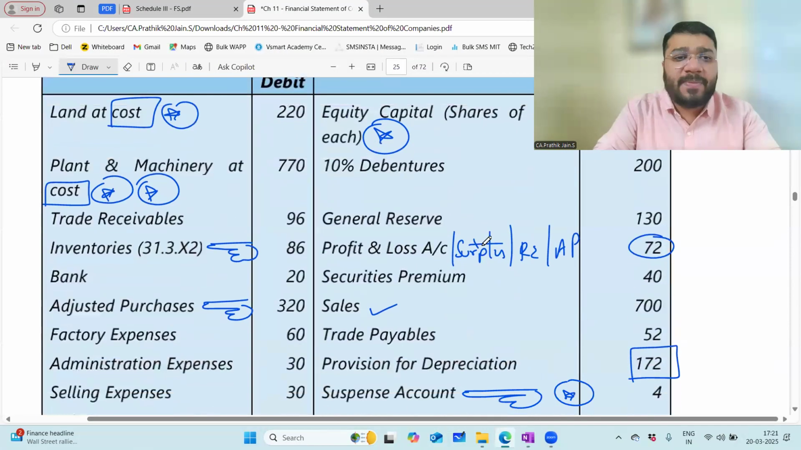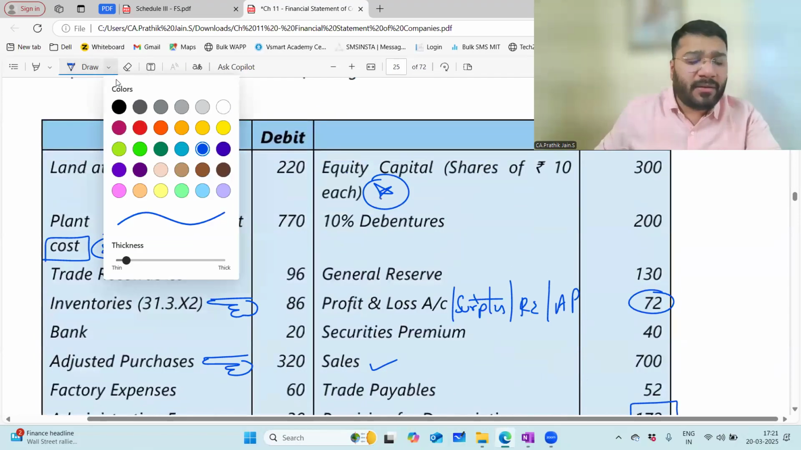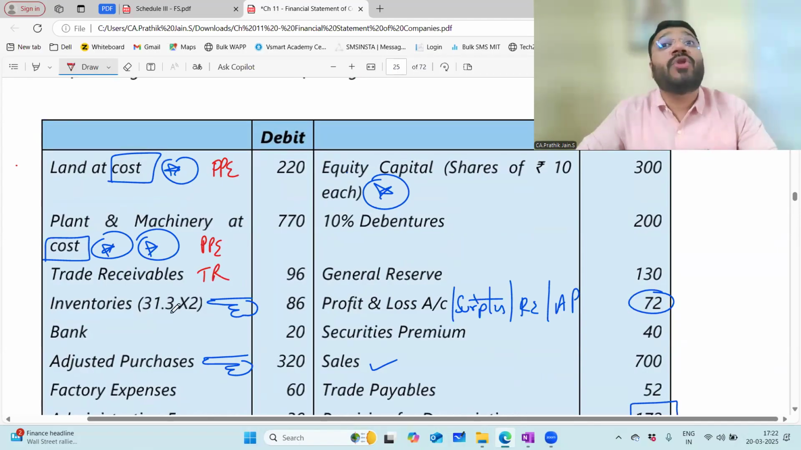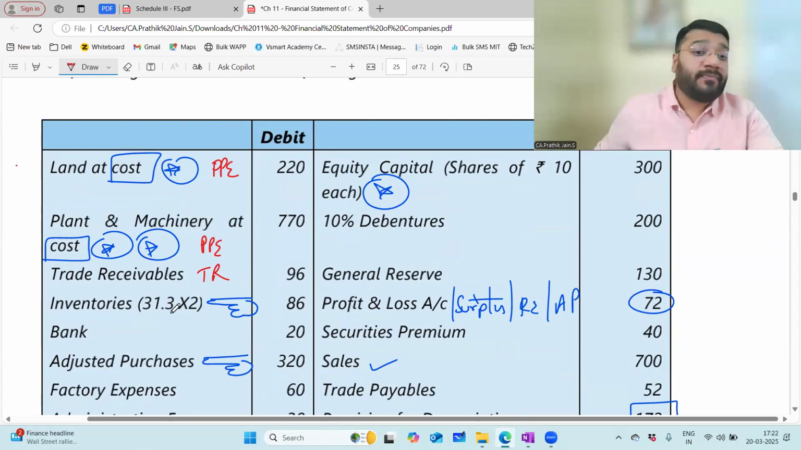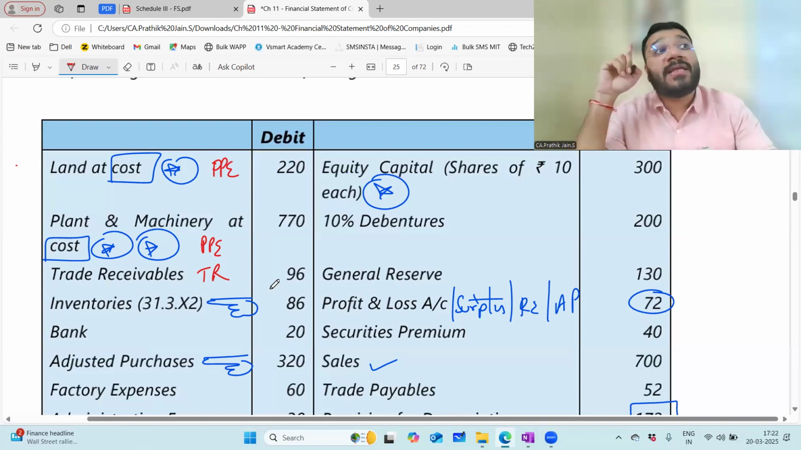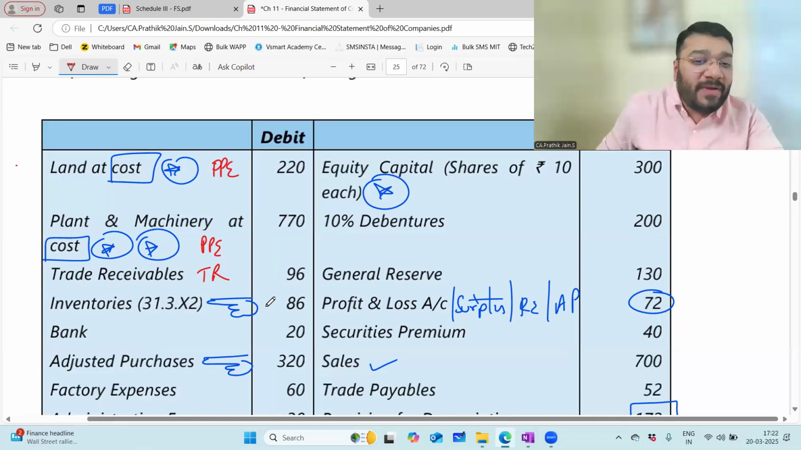We didn't classify the expenses. No, can we classify the expenses? I mean, not expenses. Can we classify the items? Chalo. Land at cost will go to the balance sheet. Plant and machinery, balance sheet. Trade receivable only. Inventory as on 31st March 2002. Will it go as change in inventory or will it go to inventories on the asset side? Inventories on the asset side. What? Why? I'll discuss in some time.